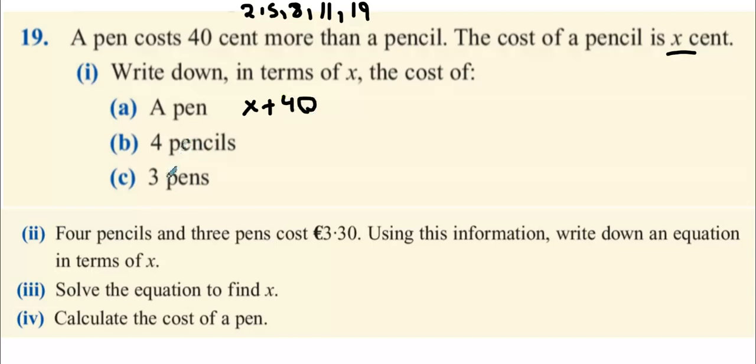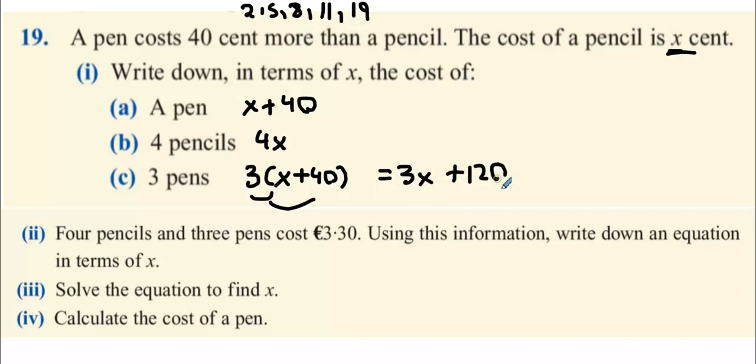Now, how much would 4 pencils cost? Well, it's 4 times the amount of 1 pencil, so it's going to be 4 multiplied by x. 3 pens is going to be 3 multiplied by the cost of 1 pen, which is x plus 40. And when we multiply that out, we're going to get 3x plus 120, whatever x stands for. Now, the real trick to this question is realizing that everything should be in cent. So we're not going to use €3.30. We're going to use 330. 4 pencils and 3 pens cost 330.